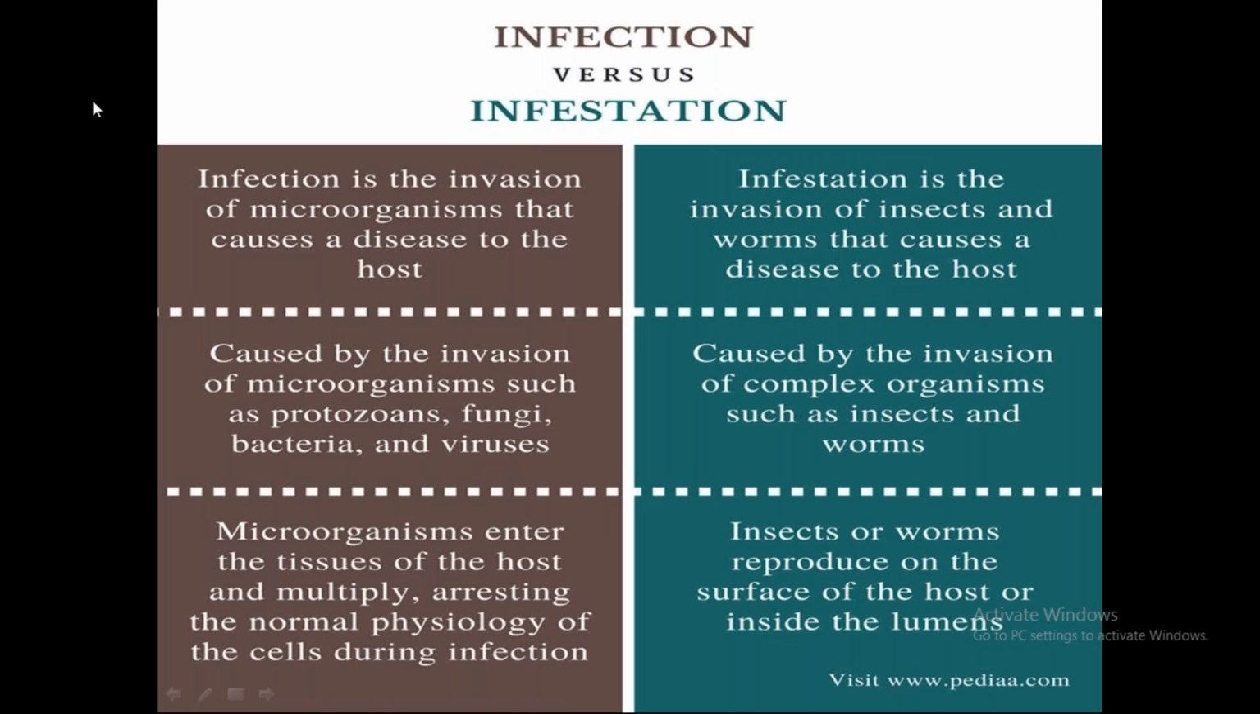Infestation means invasion of the insects and worms that cause a disease to the host. Here in infestation, there will be invasion of the complex organisms such as insects and worms. So you have to remember the basic difference. In infection, there will be protozoans, fungi, bacteria, and virus. Protozoans also come under infection. All the insects and worms come under the infestation. Here, insects or worms reproduce on the surface of the host or inside the lumen.